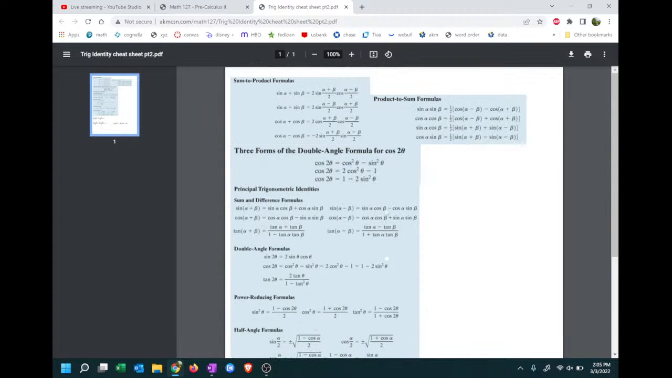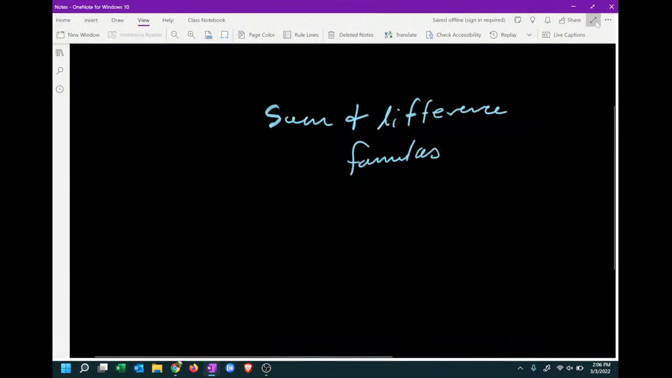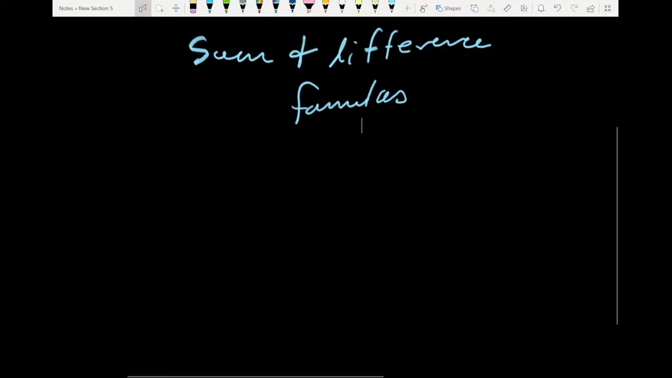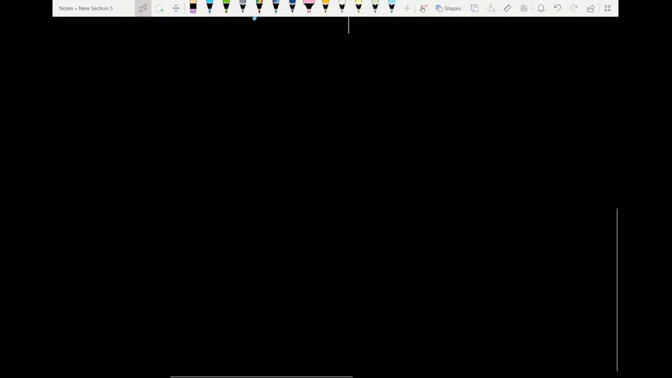And this is the area that we'll be looking at, sum and difference formulas. And we're going to do some problems dealing with sum and difference formulas. All right. So let's look at the first problem. Find the exact answer for cosine of 7 pi over 12.